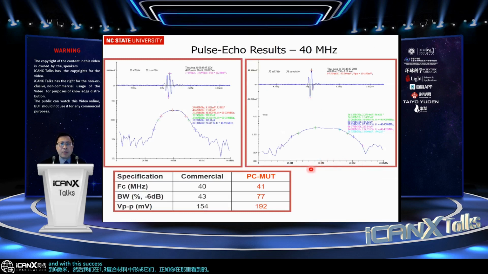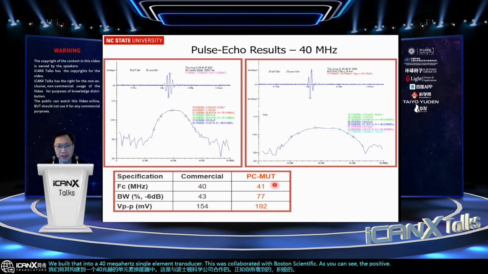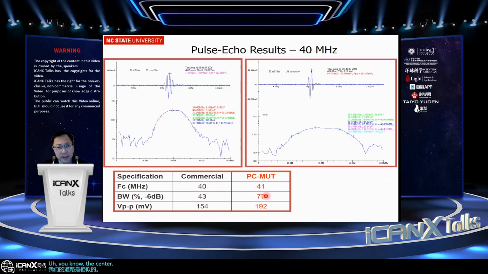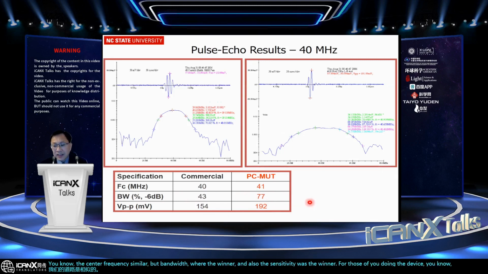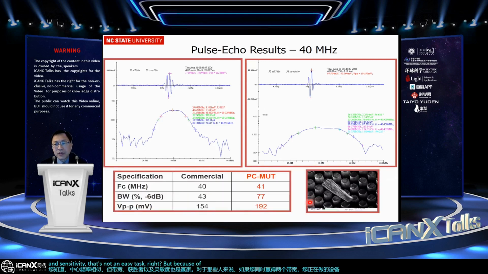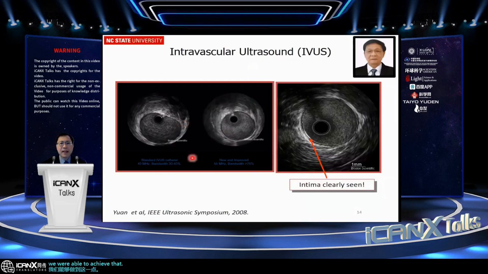And with this success, we built that into a 40 megahertz single element transducer. This was in collaboration with Boston Scientific. As you can see, the pulse echo test: our center frequency is similar, but in bandwidth, we are the winner. And also in sensitivity, we're the winner. For those of you working on devices, winning both bandwidth and sensitivity is not an easy task, right? But because of this 1-3 piezo composite micromachined ultrasound transducer, we were able to achieve that. And then we did this animal test with Boston Scientific.